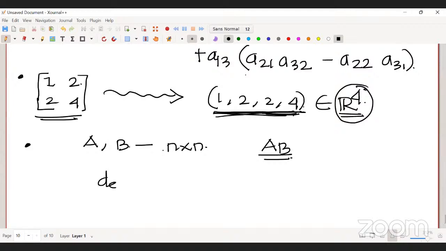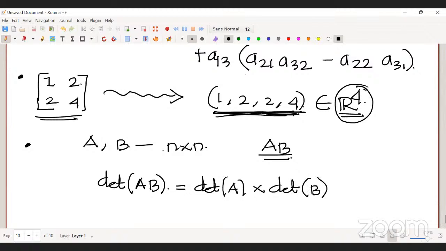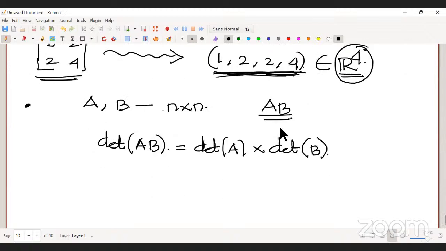So the determinant of AB, this is really important, is basically the determinant of A times the determinant of B. So basically what it says is, if I know the determinant of A and the determinant of B, then I don't have to compute the determinant of AB separately. I just multiply the determinant of A and the determinant of B, and automatically this will give me the determinant of AB.